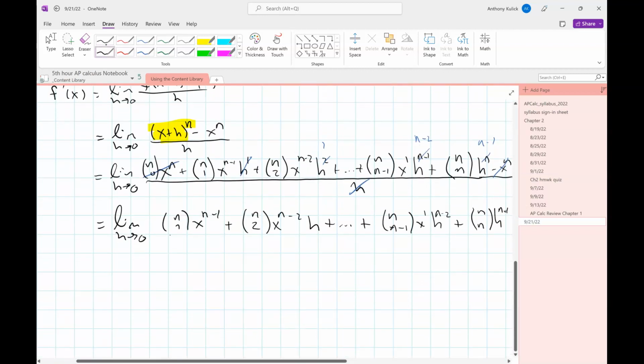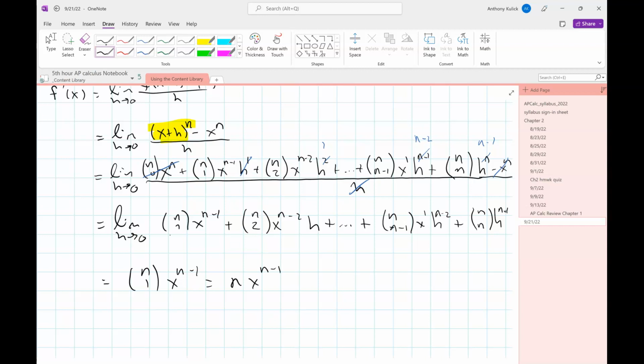And now everything drops off when I do the substitution that has an h in it. So I'm left with just n choose 1, x to the n minus 1, and n choose 1 is just n. And we're done.